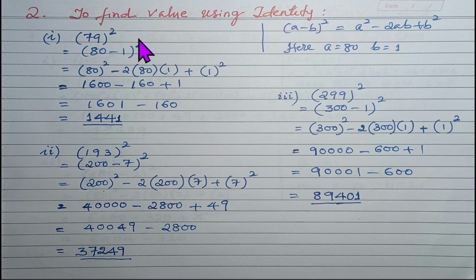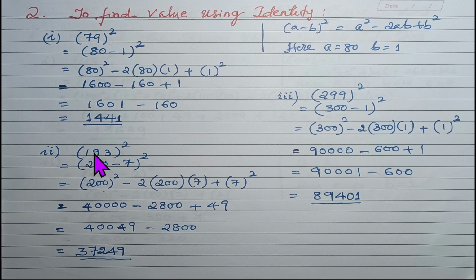79 can be written as 80 minus 1 whole square, and we can use the identity a minus b whole square, which is equal to a square minus 2ab plus b square. Here a is 80 and b is 1. So it will be 80 square minus 2ab, that is 2 into 80 into 1, plus 1 square. 80 square is 1600, minus 160 plus 1. Adding 1 to 1600 we get 1601, minus 160 becomes 1441, which is the square of 79.